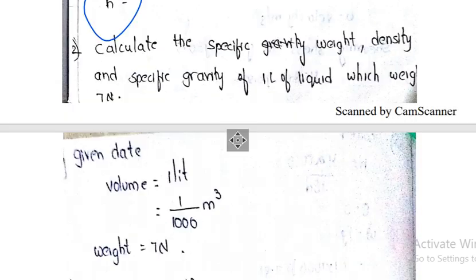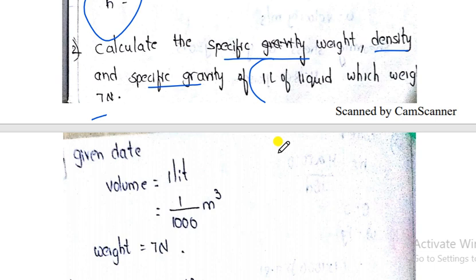Here, calculate the specific weight, density and specific gravity of 1 liter of a liquid whose weight is 7 newtons. So we have to calculate the specific weight, density and specific gravity. The volume of the liquid is given as 1 liter and the weight is given as 7 newtons.